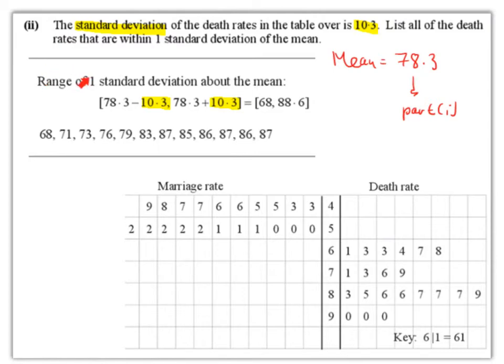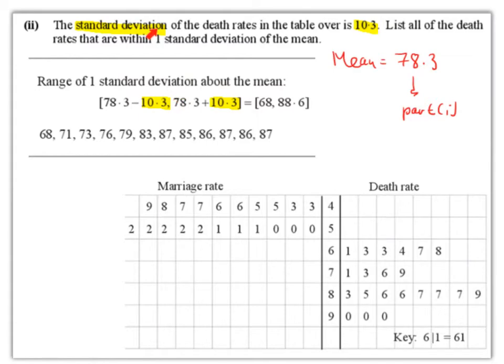So there's a range of 1 standard deviation about the mean. We're told it in the question, 1 standard deviation. So we take the 78.3, which is the mean, and we subtract 10.3, which is the standard deviation, and that gives us 68. Then we take the mean again, 78.3, and we add 10.3, one standard deviation, and that gives us 88.6. If this had said within 2 standard deviations, we would have multiplied this by 2 and subtracted it from 78.3, and multiplied it by 2 and added it to 78.3.